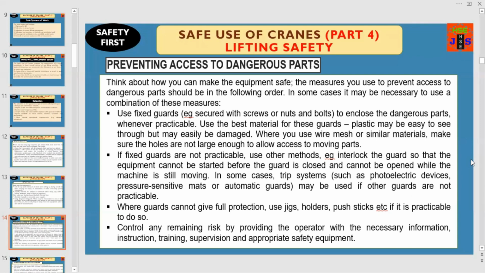Where guards cannot give full protection, use jigs, holders, push sticks, etc. if it is practicable to do so. Control any remaining risk by providing the operator with the necessary information, instruction, training, supervision, and appropriate safety equipment. But in all cases, you will try your best to prevent access to the dangerous parts of the lifting machinery.